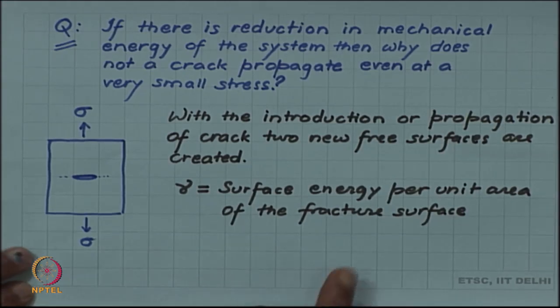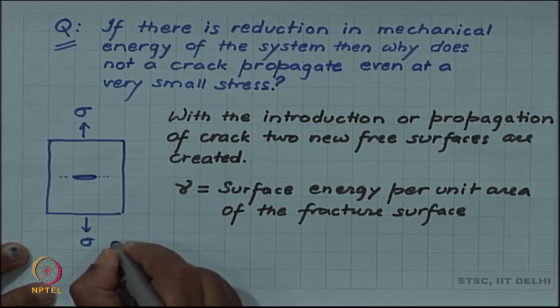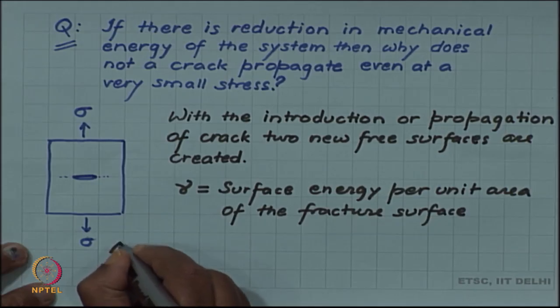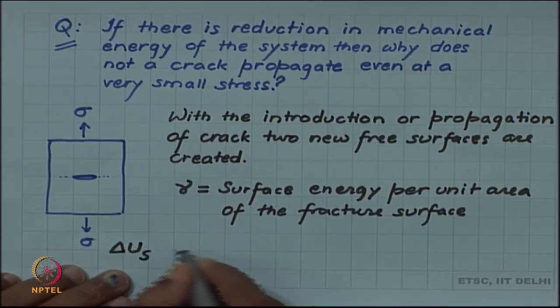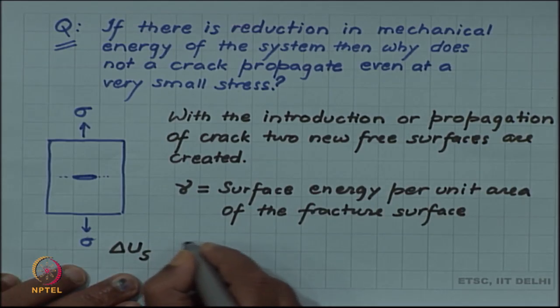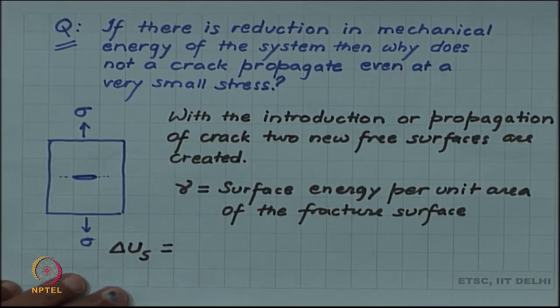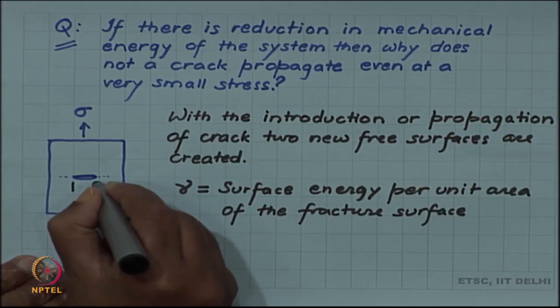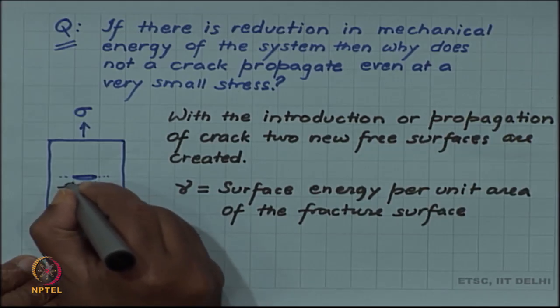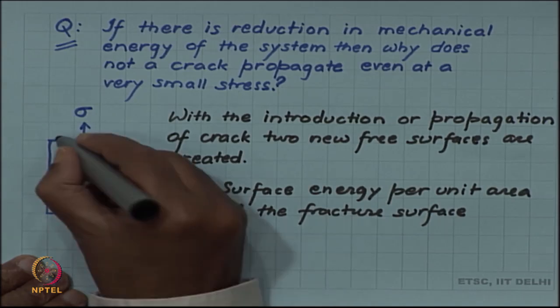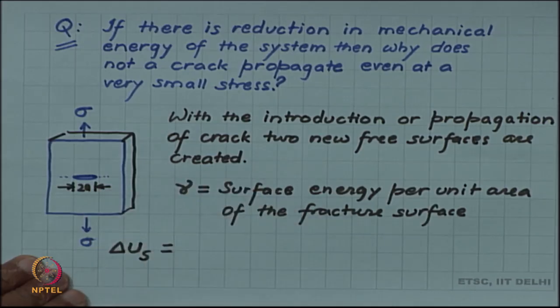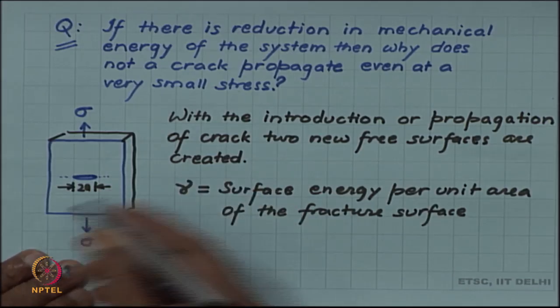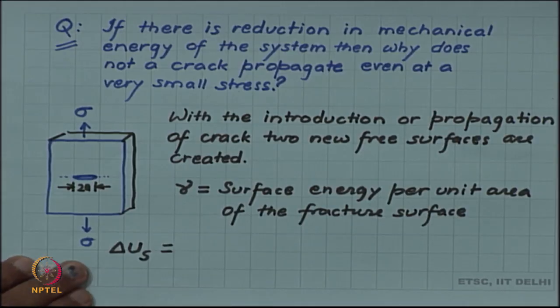So, with this we can now write that there is another energy change component. Let us write that delta U surface. So, if we introduce a crack of length 2a in a plate of thickness b, how much new surface energy have we introduced?